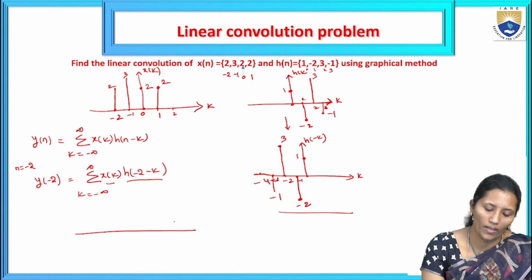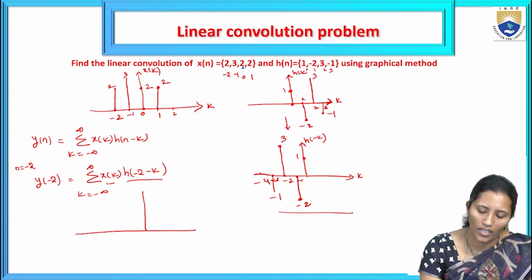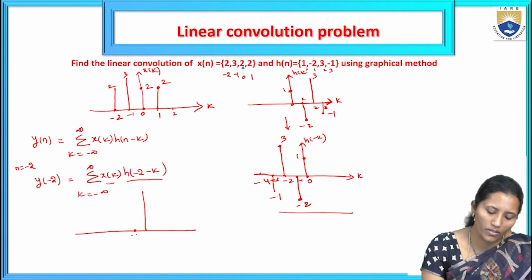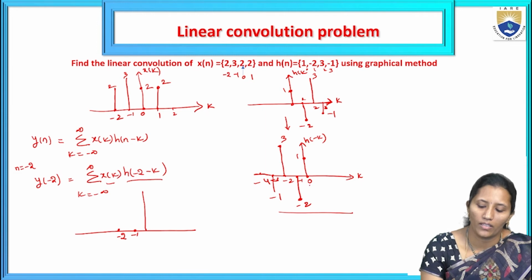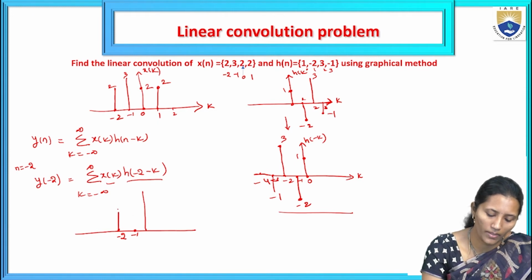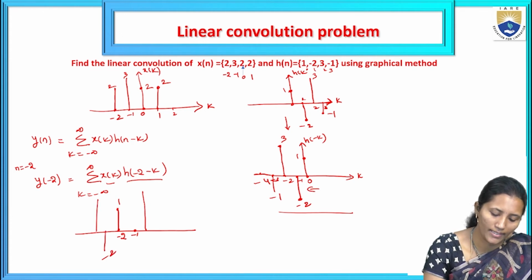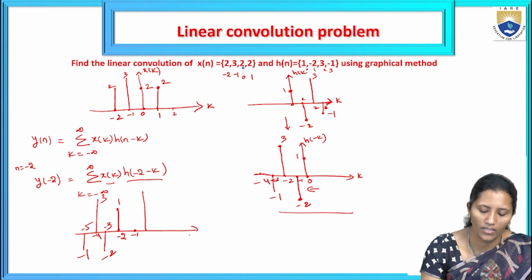To plot that, see here it is starting from 0, so it should shift to the right side. If the index at n is equal to 0, we are getting 1 for h of minus k. Here we have to get that for 2, so it should shift to the right side. So here we will get 1, minus 2, 3 and minus 1. So this is minus 2 sample, minus 3 sample, minus 4, minus 5 sample. This is h of minus 2 minus k.